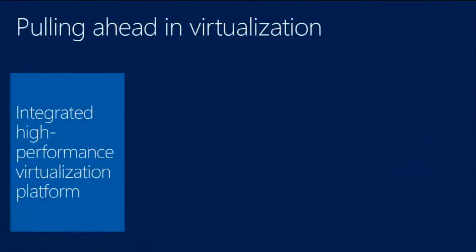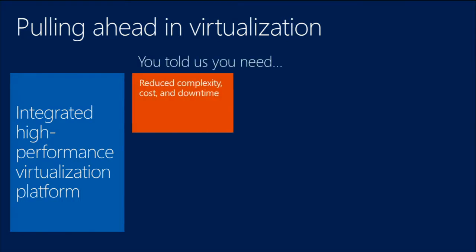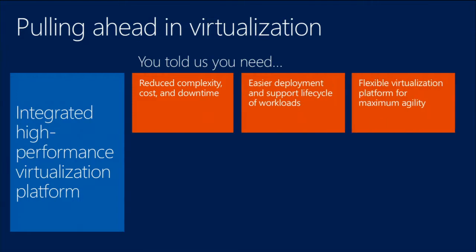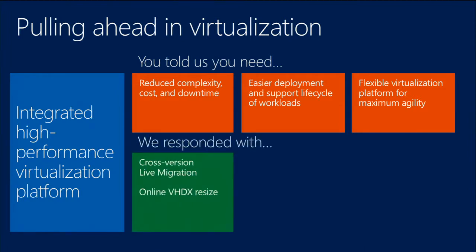So, we delivered like gangbusters in Server 2012 R2. Quite simply, we're pulling ahead even farther now in 2012 R2. What did you tell us? You told us, Jeff, we want to reduce complexity, cost, downtime. Help provide easier deployment and support lifecycle workloads. Provide flexible virtualization platform for agility. We heard you loud and clear. What are we delivering? Here's just a few of the things.